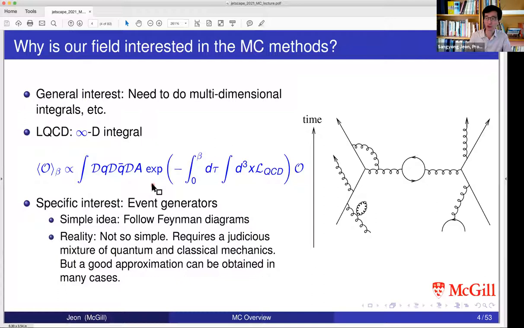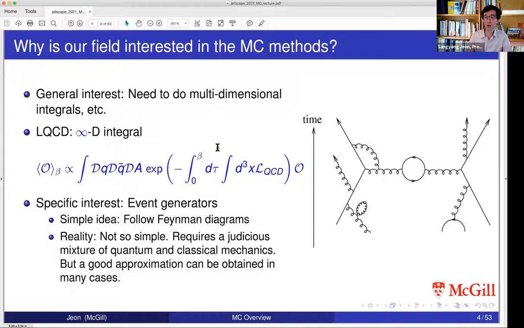You have to, in a way, treat this as a sampling problem. So basically, you're treating this exponential as your probability density and sampling the field values. Of course, there are many things that go into it, how to deal with the fermions and fermion determinants and all that, but it's basically the same problem. You have an infinite dimensional integral, how do I study it? The only way to do it is Monte Carlo.